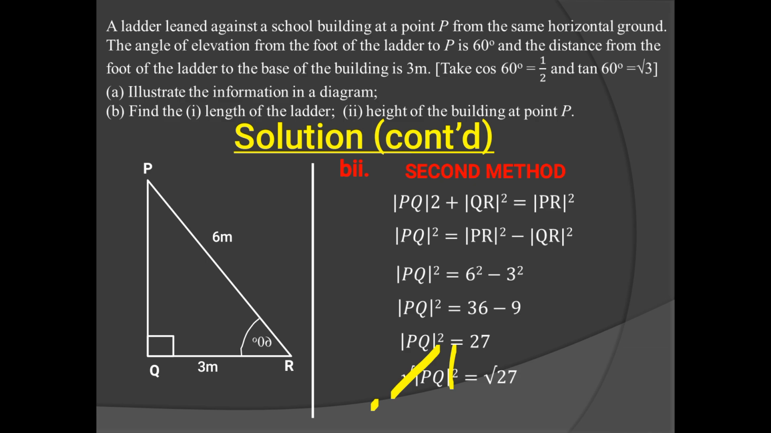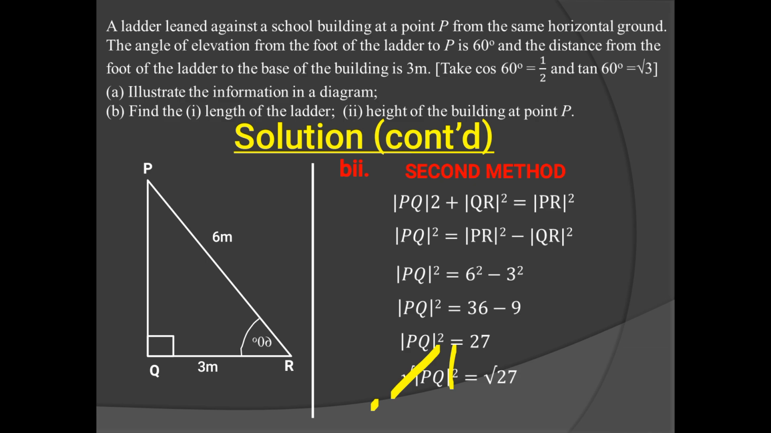So if you imagine it was 25, the answer would have been 5. Why? 5, 5, 25. Imagine it were 16. The answer would be 4, because 4, 4, 16. This is 27. No number will multiply itself to give you 27. So the answer is root 27.